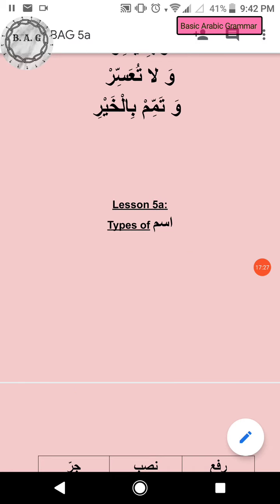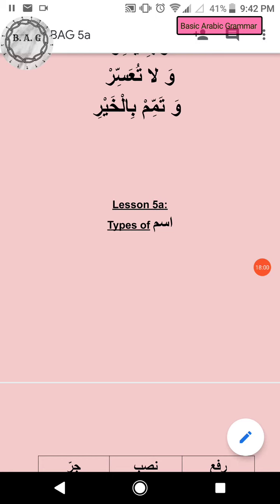So this was about this chapter. Once again, ism can be either munsarif, ghair munsarif, or mabni. The mabni ones are the ism that have similar structure in rafa, nasab, and jar forms, and they never have a tanween. The ghair munsarif ones are those that have similar nasab and jar forms, but different rafa forms, and they of course do not carry any tanween.